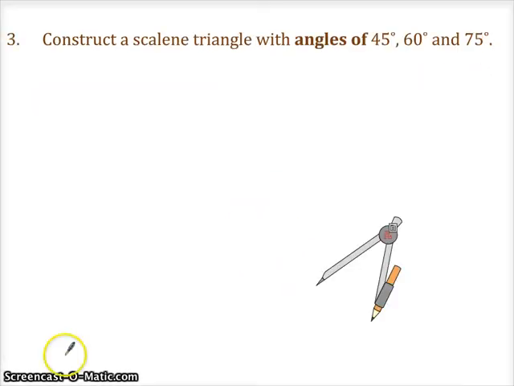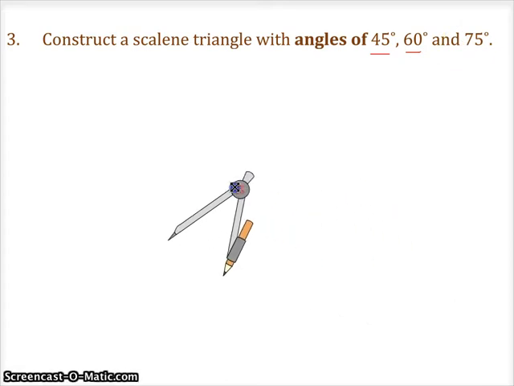Okay, construct a scalene triangle with angles 45, 60, and 75. Well, 60 I know how to do. I've just been doing that all day. 45 I found out how to do because you can make a 90-degree angle and bisect it. And then 75 I think is just going to happen because of the last angle of my triangle.